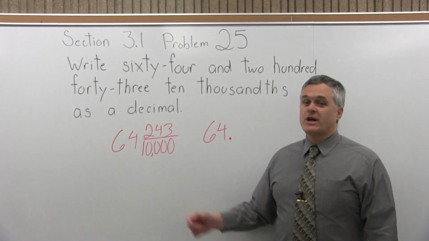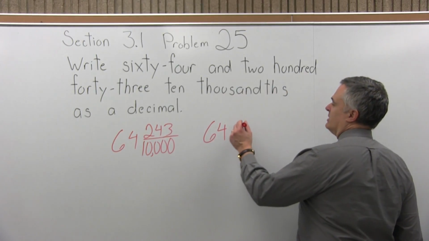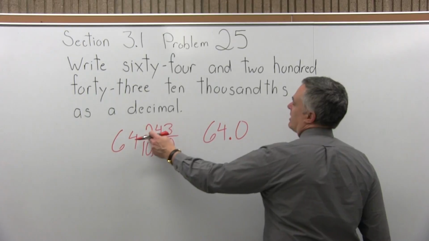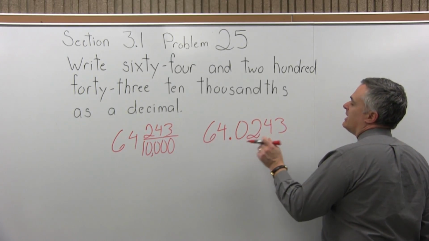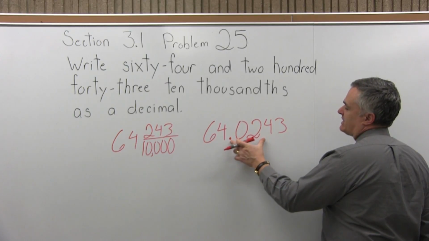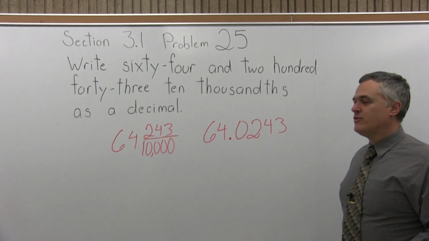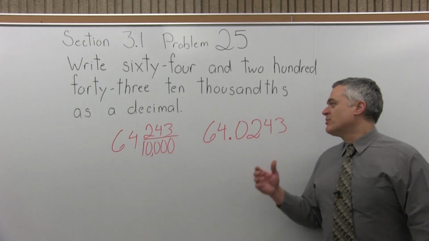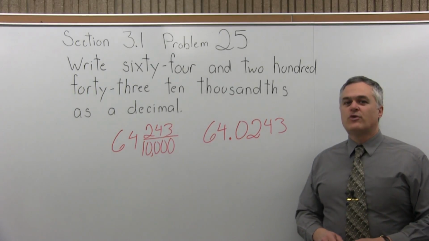Now, the numerator of the fraction only has 3 digits, so I have to add a digit, and I'm going to do that by adding a 0. So I'll start with a 0, then I'll put the 243 from the numerator of the fraction. Now I have 4 digits after the decimal point, which matches up with the number of zeros I have in the denominator, also 4. So the final answer, the number written as a decimal, is 64.0243.